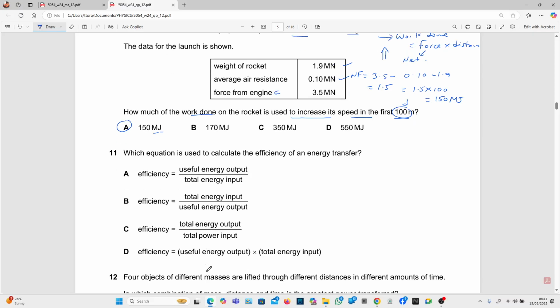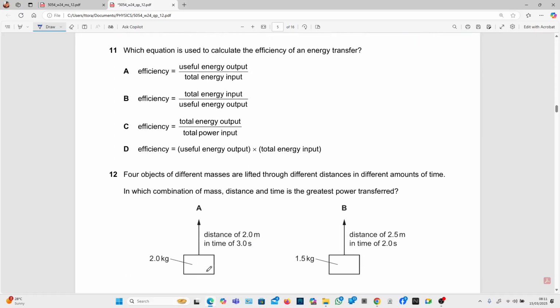Question number 11 is a very straight question here. Which equation is used to calculate the efficiency of an energy transfer? We can say that we need all the useful energy or power divided by the total power or total energy input, output over the input. So that's going to be A as the answer. The rest of the ones are wrong because this one is pretty much straightforward, I'm sure you understand the logic here, right?